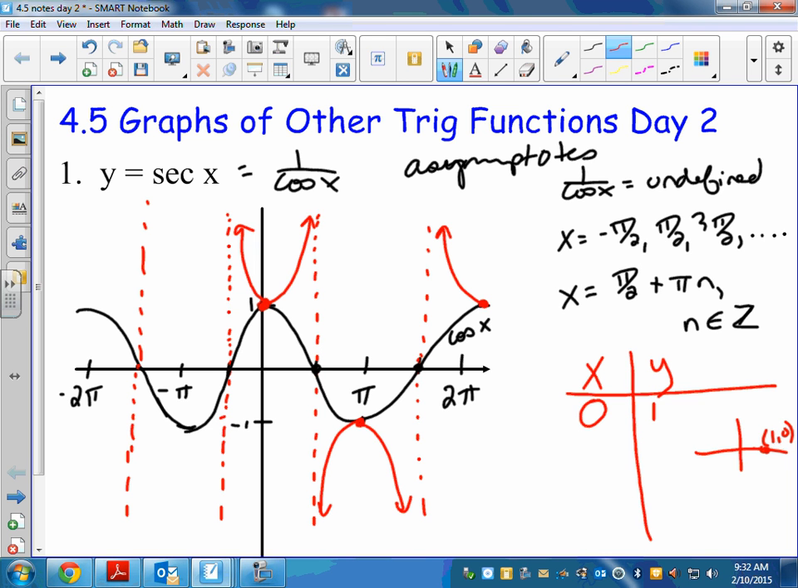You tell me, which one is the secant? The secant is the red graph. The black graph is cosine, right? So secant does not contain both of these. That would not be a function anymore.